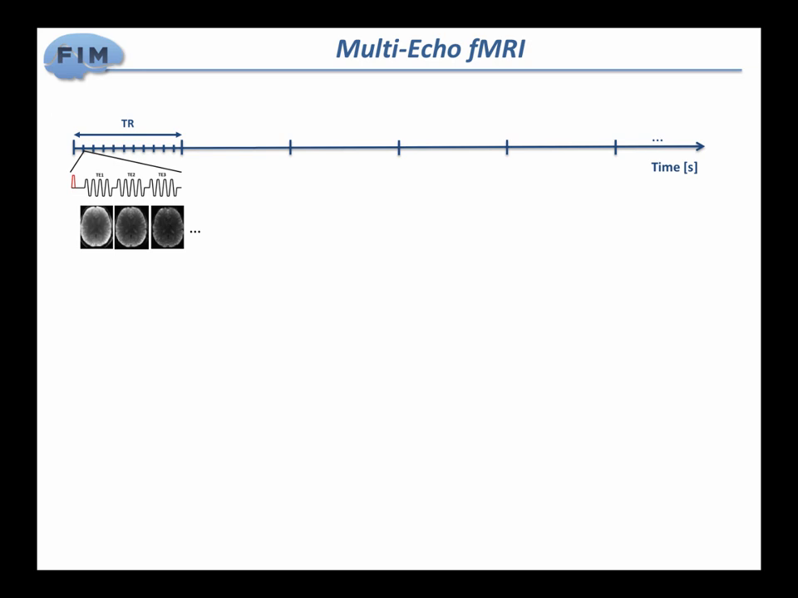In multi-echo fMRI, what's going to happen is that we want to acquire, almost at the same time, three or more time series per voxel. We're going to acquire for every slice three versions of it, each of them at a different echo time.